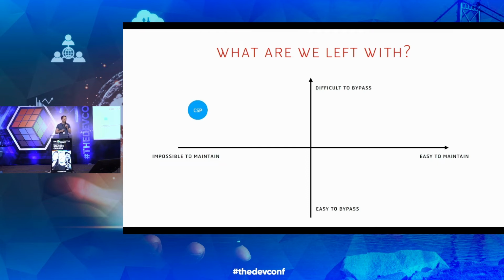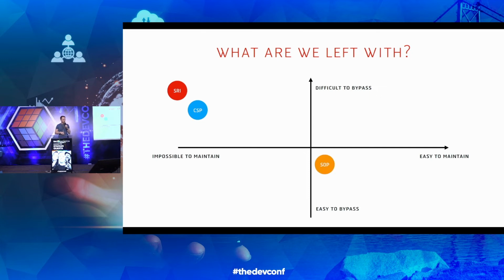So content security policy is somewhat difficult to bypass, as we discussed, but quite difficult to maintain, right? Because you have to define exactly which scripts you're going to run. And if we look at sub-resource integrity, it's even harder to maintain, because CSP has lots of options and sub-resource integrity has only a few options. And it is more difficult to bypass, but it's very hard to maintain.